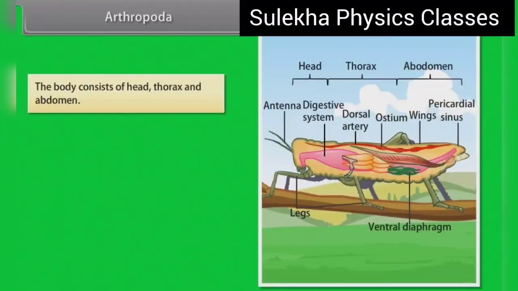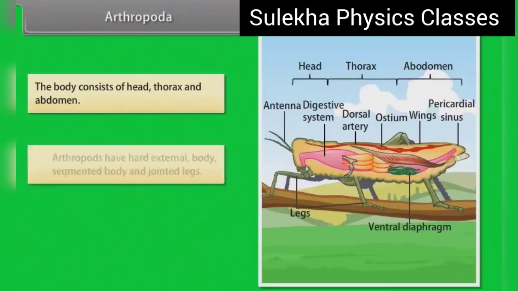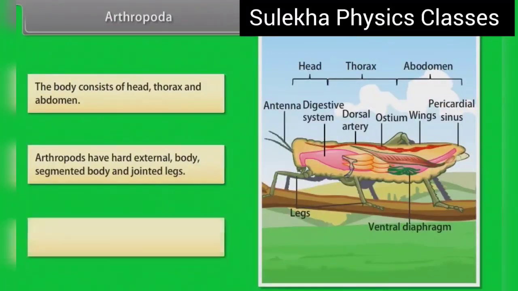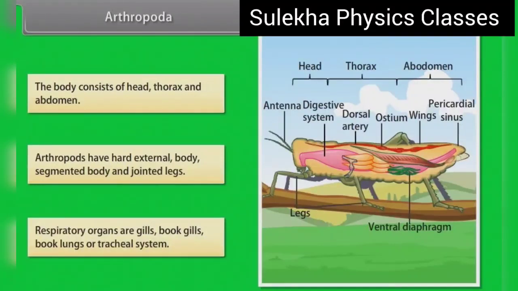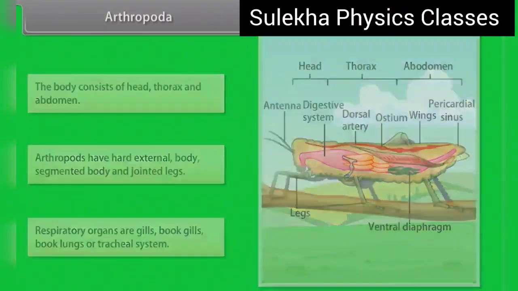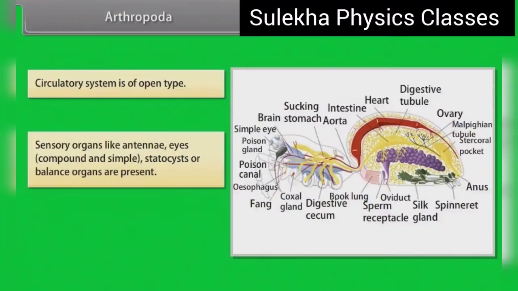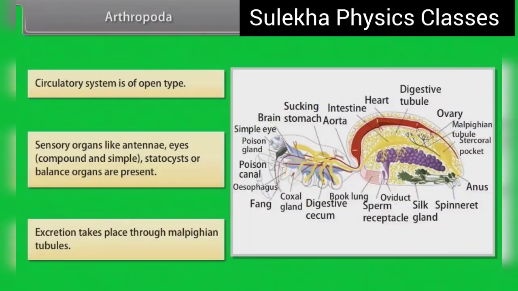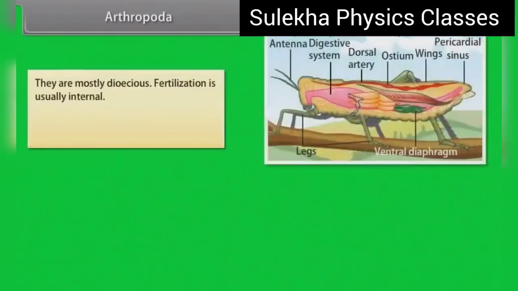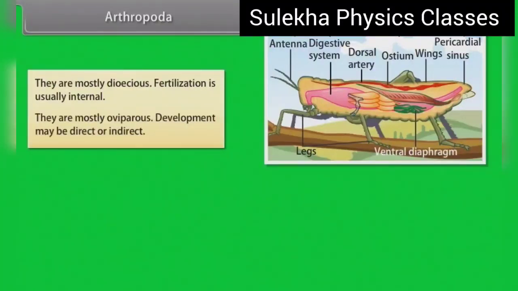The body consists of head, thorax, and abdomen. Arthropods have a hard external body, segmented body, and jointed legs. Respiratory organs are gills, book lungs, or tracheal system. Circulatory system is of open type. Sensory organs like antennae, eyes, that is compound and simple, and statocysts or balance organs are present. Excretion takes place through Malpighian tubules. They are mostly dioecious. Fertilization is usually internal. They are mostly oviparous. Development may be direct or indirect.